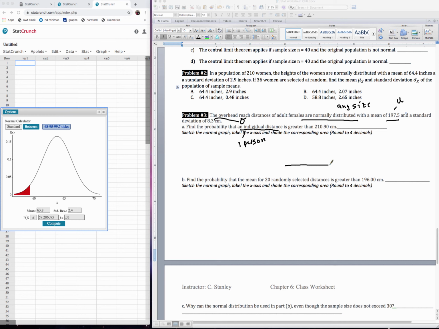So this is the same thing we did in section 6.2. So I'm at 197.5. It's normal, so I'm going to be able to use this curve. What's the standard deviation? 8.3. Greater than 210. 210's over here. Greater than's over here, so I'm trying to find that shade. Okay, so I'm going to come over here, change the mean.